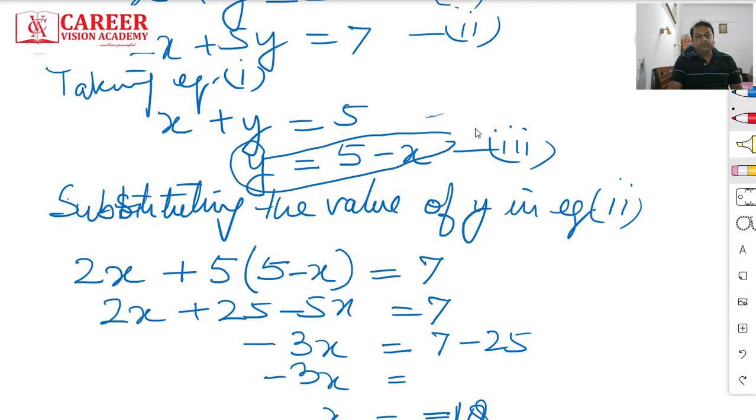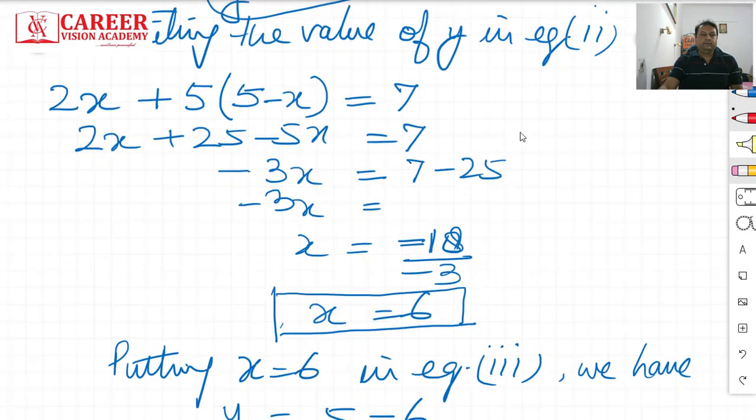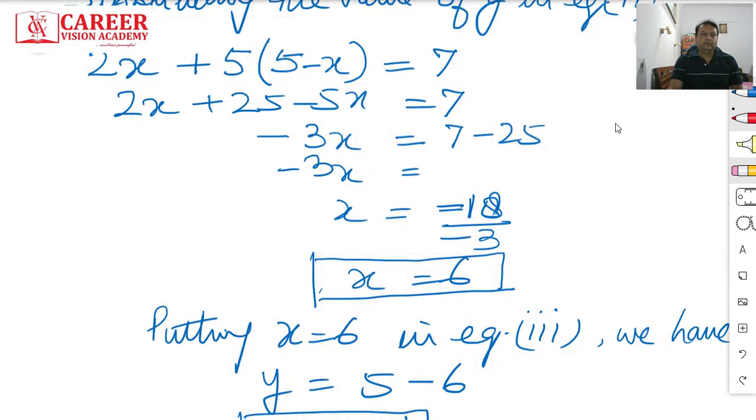Now you have to remember one thing. When you have found out the value of one variable in terms of another with the first equation, you will now replace, or substitute, the value of that variable in the second equation. So you will be substituting the value in the other equation, that is, other than the equation from which you got the value of one variable in terms of another. So I substituted it in equation 2. When I substituted it in equation 2, you can see here that I got a linear equation in one variable.